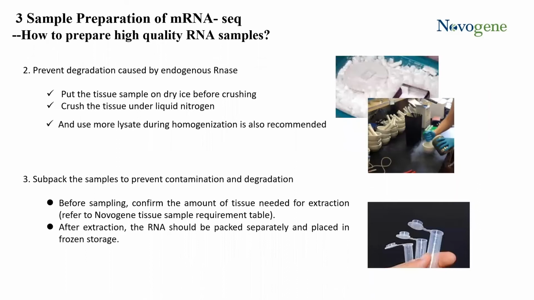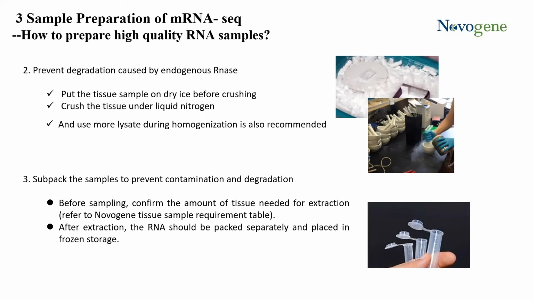Some more points to prevent degradation caused by endogenous RNases, especially when you're working with tissue samples and organs that are rich in endogenous enzymes, such as spleen and thymus. They're very easy to degrade. So we recommend putting all the tissue samples on dry ice before crushing them, and crushing the tissue samples under liquid nitrogen. We also recommend using more lysate during the homogenization process.